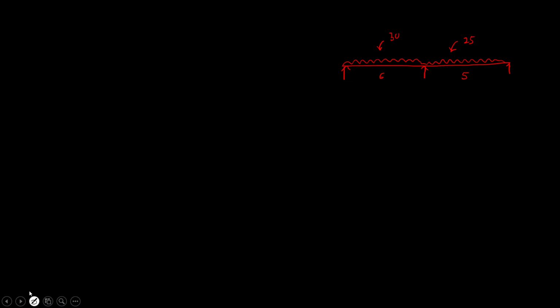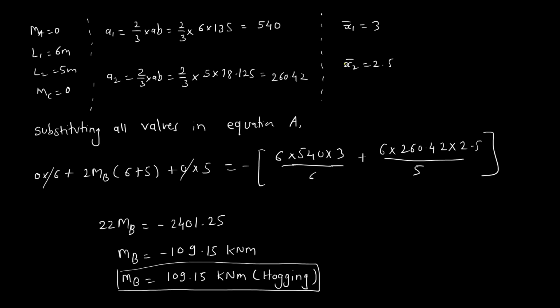Now whatever moments you have calculated, you have to mark them here. So what is the value of MA? It is 0. What is the value of MB? It is negative 109.15. Okay, so this is also the 109.15 MB value. MB and MC is also 0.